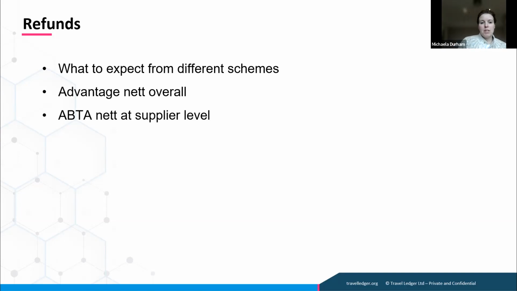With the ABTA scheme, it's a little bit different. The ABTA scheme nets at a supplier level. So with ABTA, this is done on a supplier by supplier basis. So if you take supplier A and you owe them £600, but you've also got £300 in refunds, then that would be netted down for supplier A on its own separately. So there is just £300 collected from you.